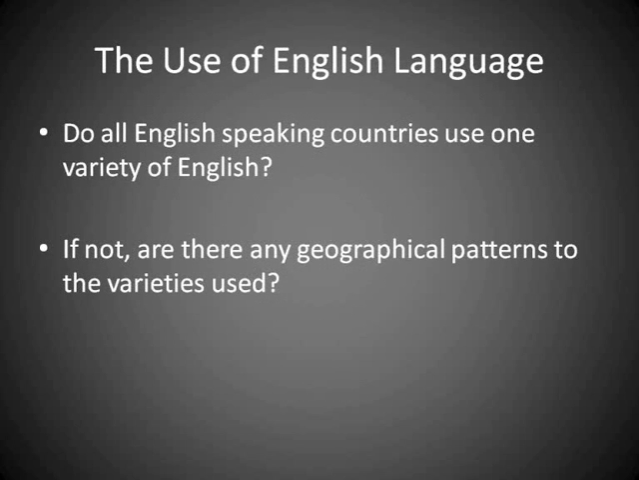Do all English-speaking countries use one variety of English, or are they using sub-varieties? For example, American English as opposed to British English. If they're not simply using just the one variety across the globe, are there any geographical patterns to the varieties that are used? Could there be any factors that determine this?